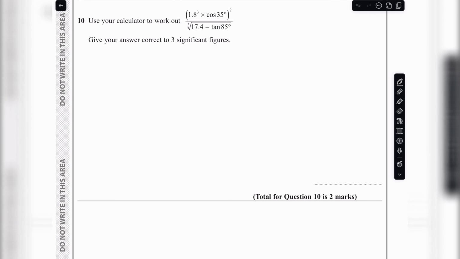In question 10, we are told to use our calculator to work out this fraction and to give our answer correct to 3 significant figures. And once we put this into our calculator, we get this value. And given as we need to round our answer correct to 3 significant figures, we need to look at the third and fourth significant figures, which in this case are 5 and 8. And given as 8 is greater than 5, we need to round the number 5 up. So in this case, our final answer is 12.6.